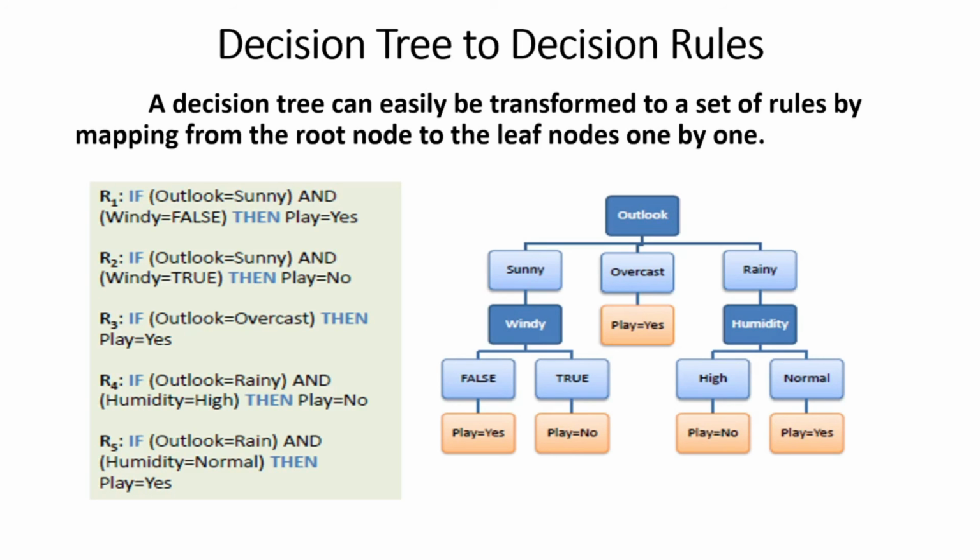As you can understand, this tree can be represented in terms of rules. For example, if the outlook is sunny and windy is false, then we can play golf. Or if the outlook is sunny and windy is true, then we cannot play golf. These rules can be easily understood by a layman. Hence, this decision tree is also known as a white box model.